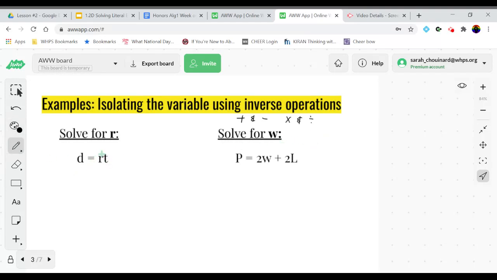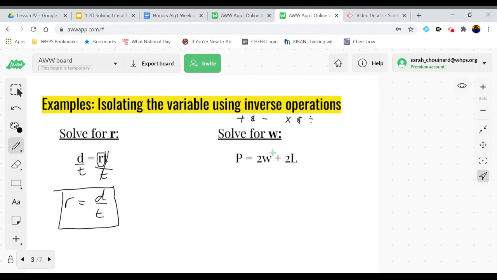So I'm trying to solve for r. I'm trying to isolate r. So to do that, I need to know, well, what's happening to r? It's being multiplied by t. So I'm going to divide both sides by t to get rid of the times t that's happening here. And so that leaves me with r equals d divided by t. I probably should have used s because you guys are used to seeing this formula, d equals st.